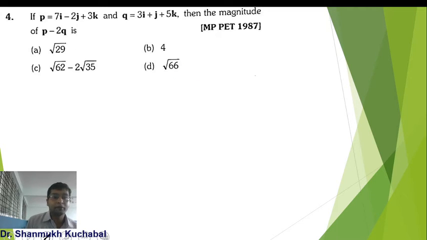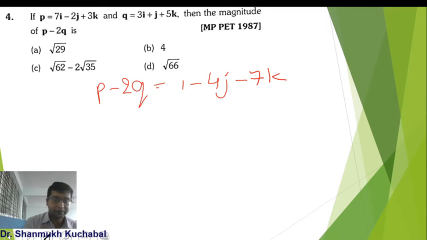If P equal to 7i minus 2j plus 3k, Q equal to 3i plus j plus 5k, then the magnitude of P minus 2Q is. So now I will calculate P minus 2Q. Okay, so we get it as i minus 4j minus 7k. This is the simplification of P minus 2Q.